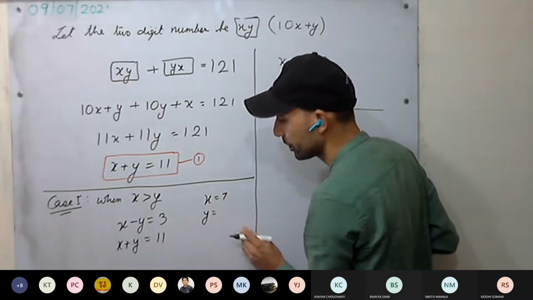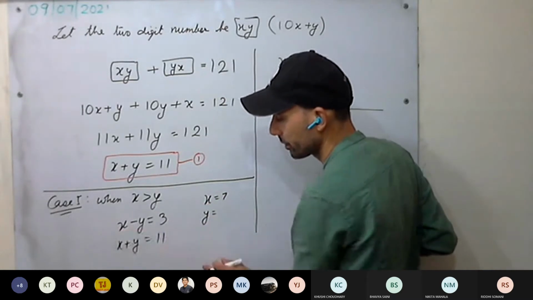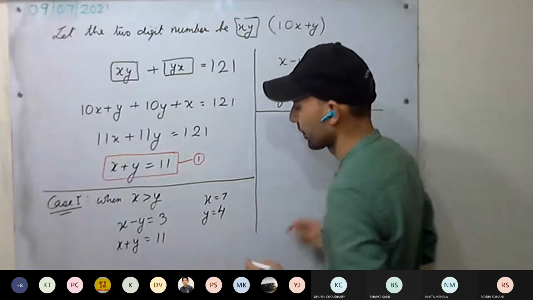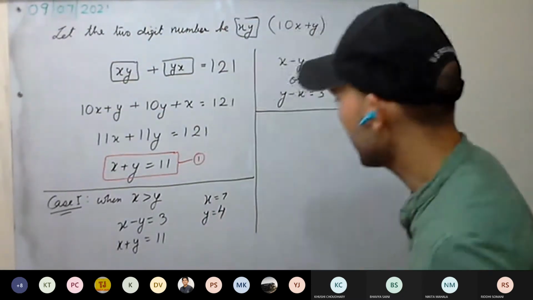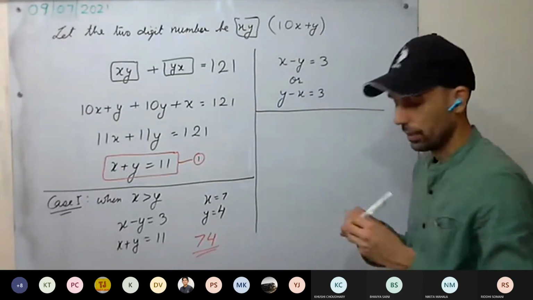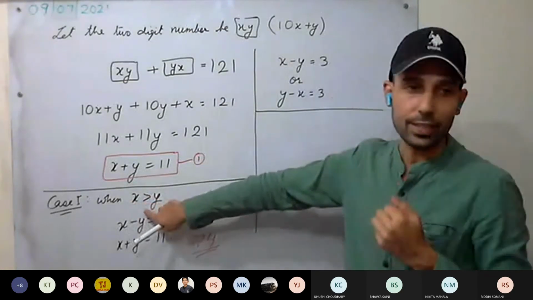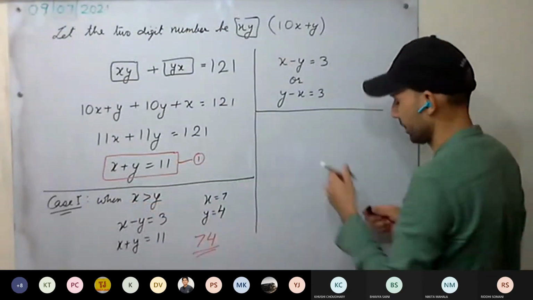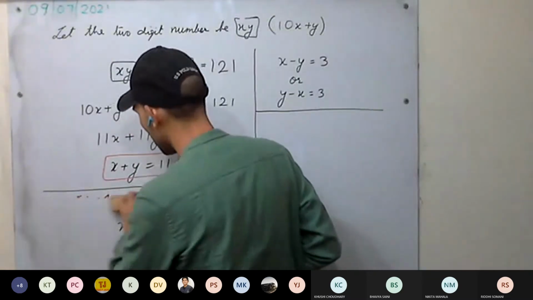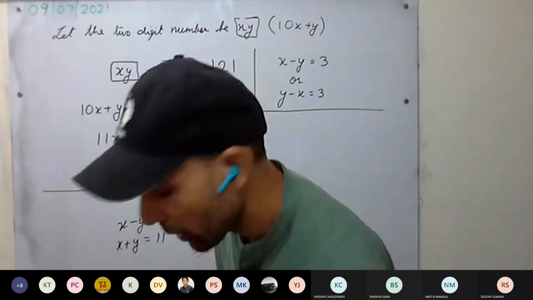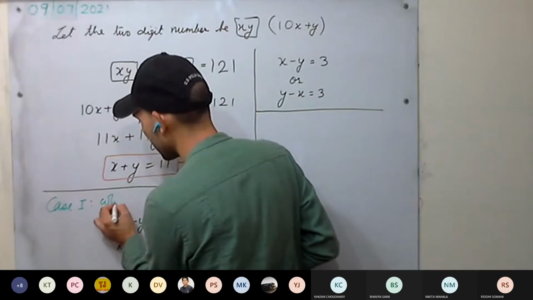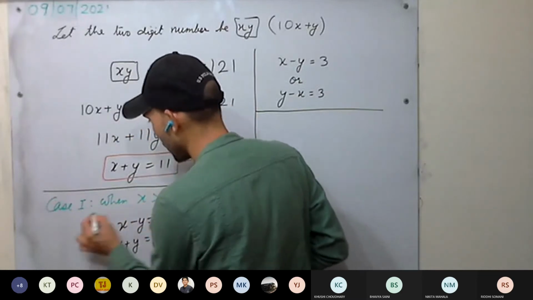What is y? x is 7, so y is 4. So what number are we getting here? This number is 74. This is when we are considering x is greater than y. Now case second, when y is greater than x, which equation are you going to take? Solve that one.